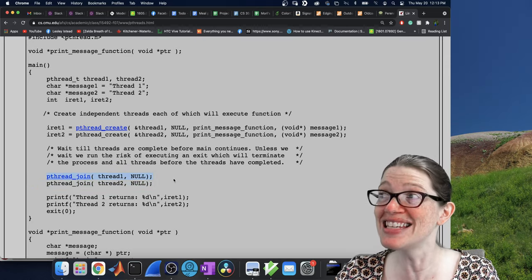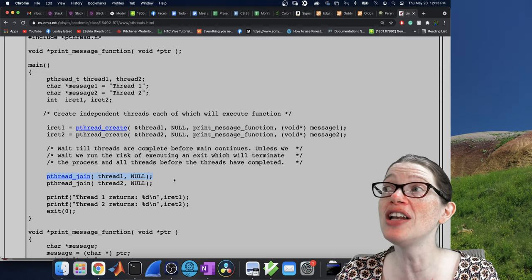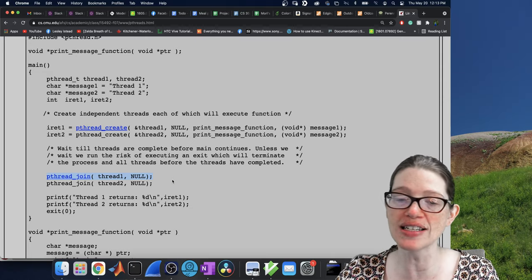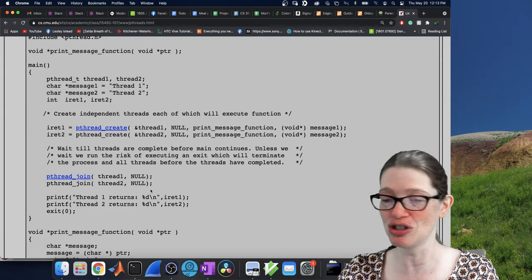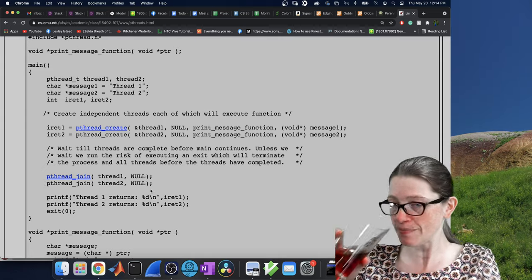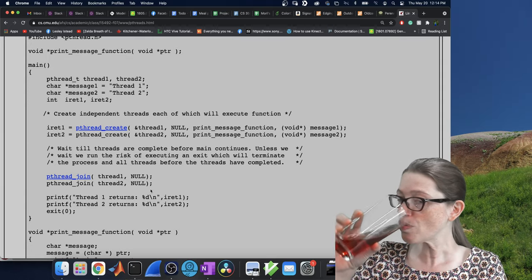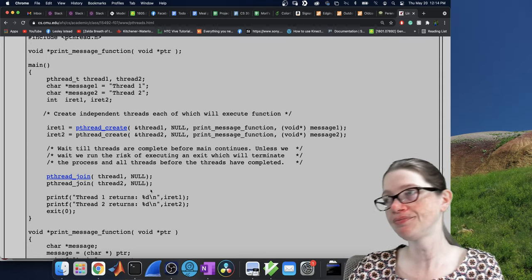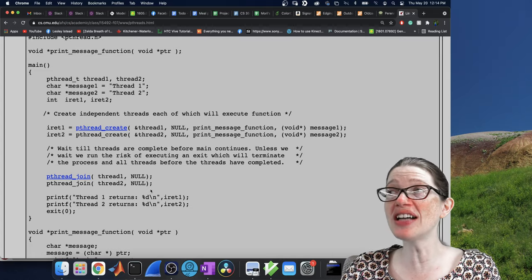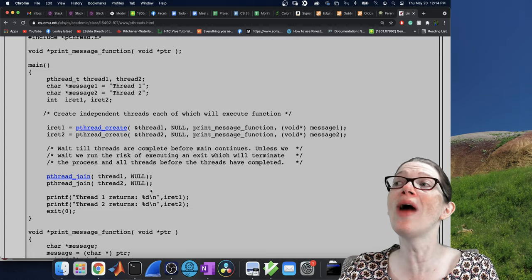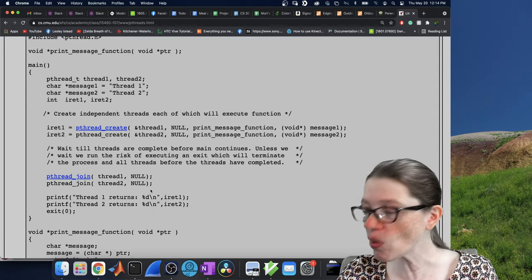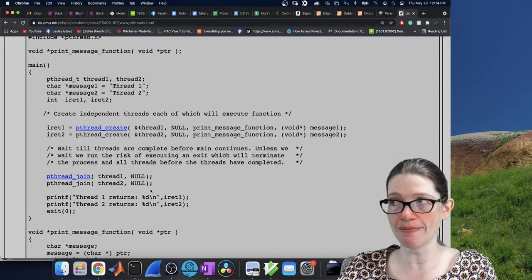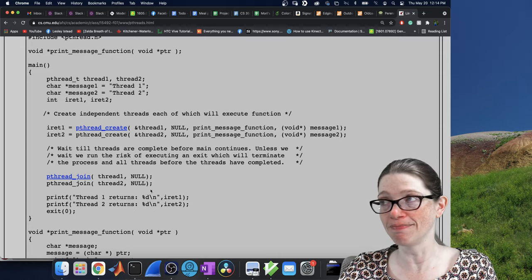Pthreadjoin thread one is saying, please wait for thread one to finish. And when thread one finishes, we are then going to call pthreadjoin thread two. Please wait for thread two to finish. So that's what join does, it forces the calling thread to wait, that is sleep, until the other thread has finished. You may not use join for assignment one for any reason. You'll lose a lot of marks.